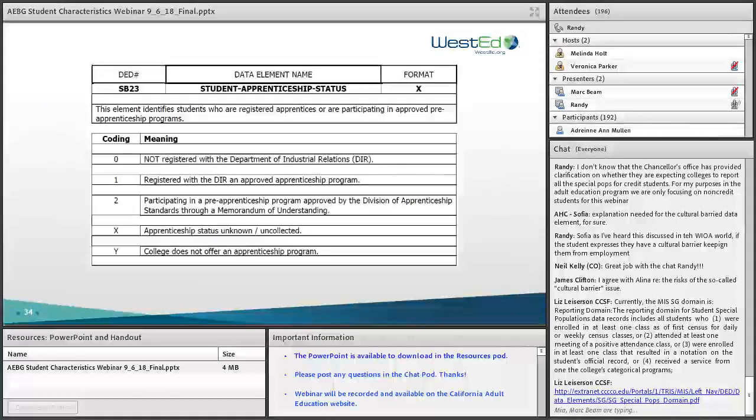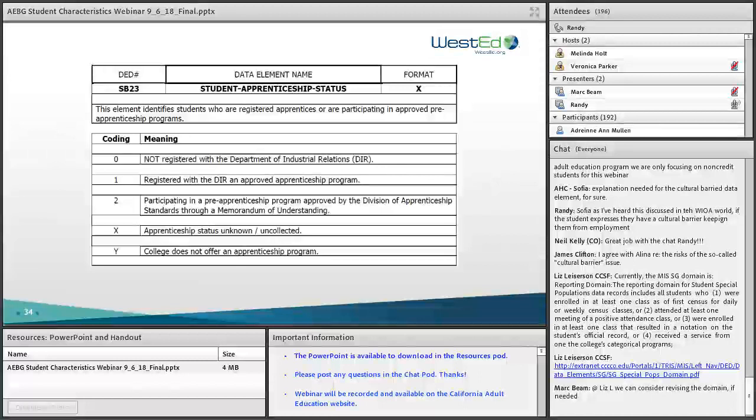So on the student apprenticeship status, it's a student characteristic element. I have explored with people at the Chancellor's Office whether we should actually make this a course characteristic as well, so you can identify whether a course section is part of the pre-apprenticeship program or not. But currently, this is the only way of identifying if a student is in a pre-apprenticeship program.